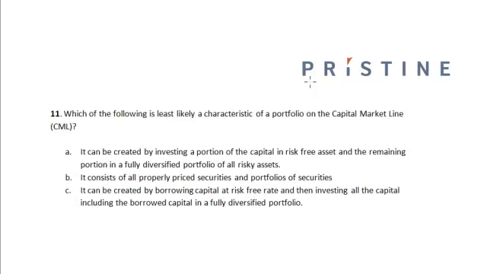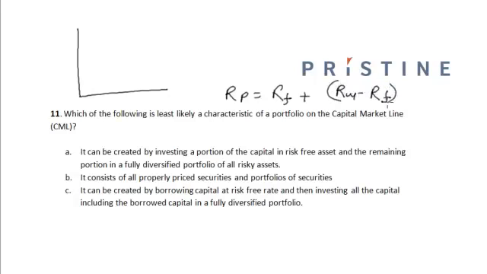So let us try to follow the plot of a capital market line. The equation of the capital market line is given by: the return on the portfolio is equal to the risk-free rate plus the market risk premium, that is the return on the market minus the risk-free rate, divided by the standard deviation of the return on the market, into the standard deviation of the return on the portfolio. So it will plot like this.